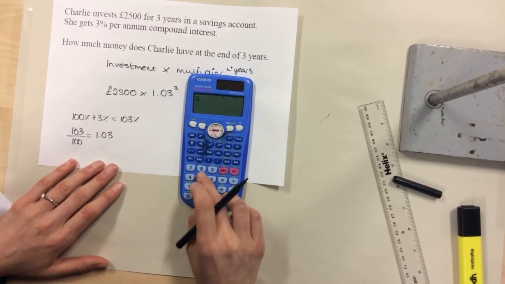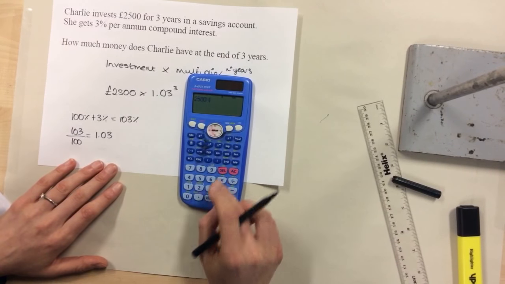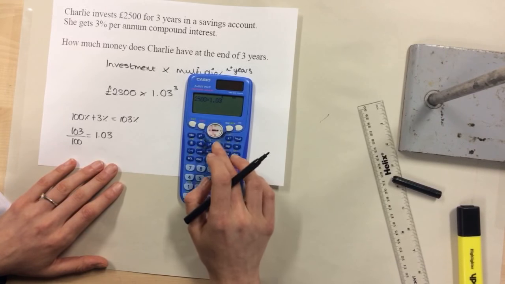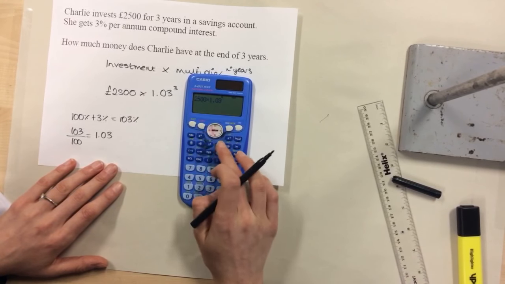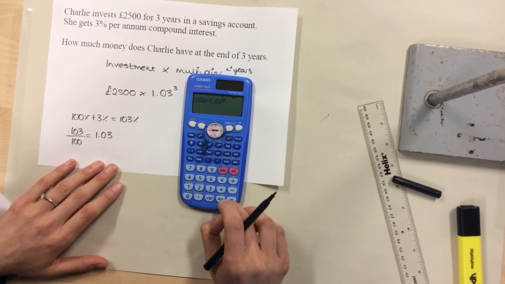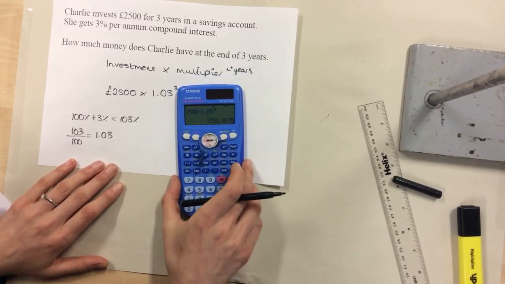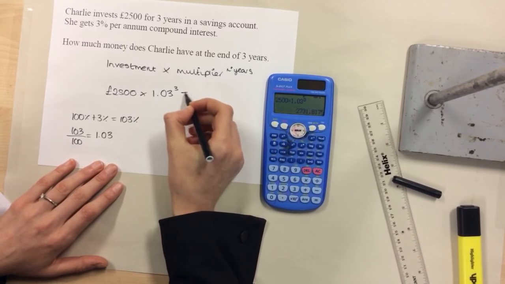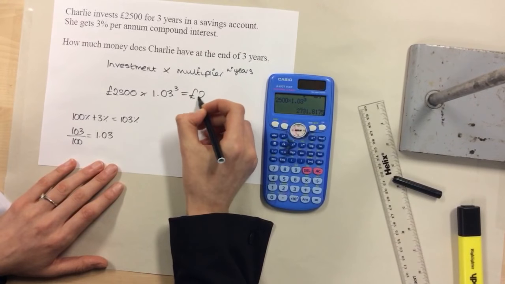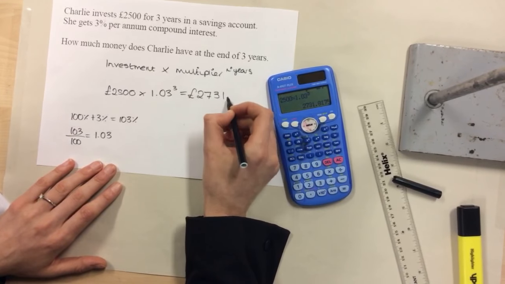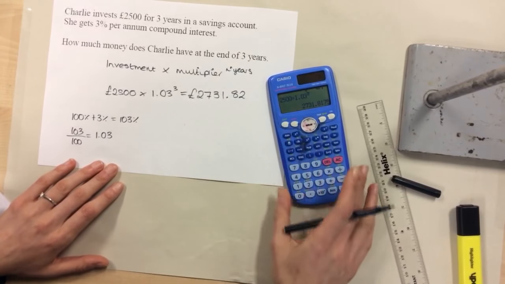So I'm going to use my calculator for this. 2,500 multiplied by 1.03, and that is going to be cubed. Now, you've got a cube button there. If it was to more years, we could also press that, where we can type in whichever index we like. And we get 2731.8175. Now, because this is money, I'm going to round it to 2 decimal places, so £2,731 and 82 pence.